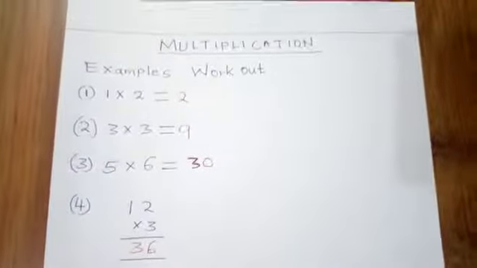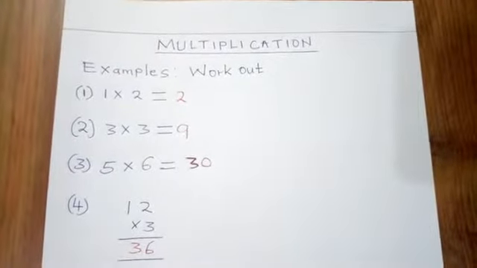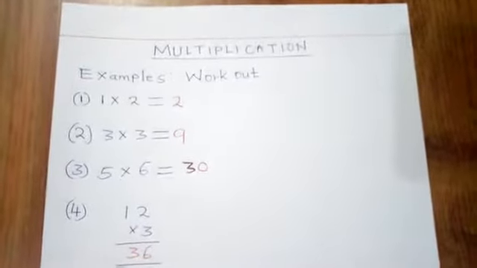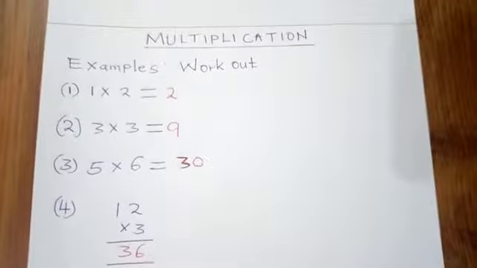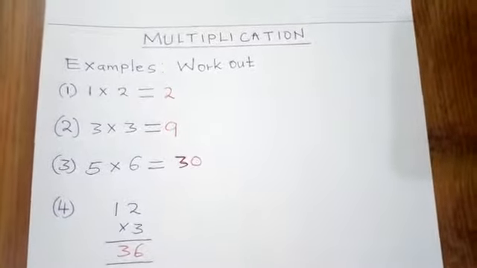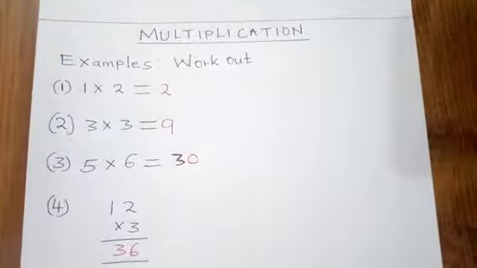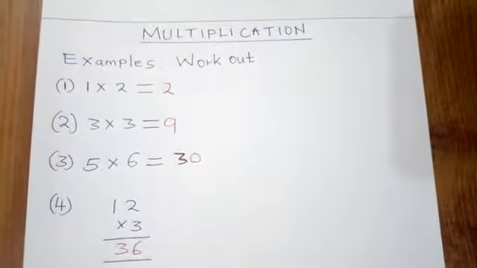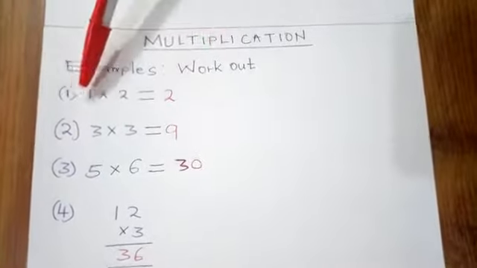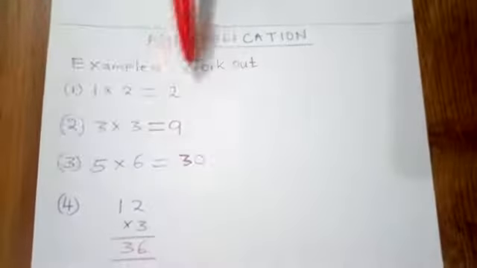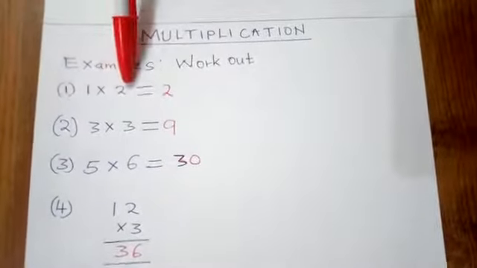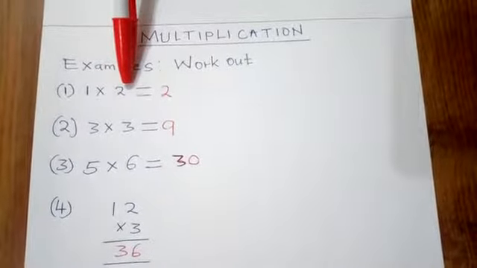Now our next quick revision is multiplication. I hope every learner understands the multiplication table. Now we can start. Our first example, work out. We have 6 examples. So the first one is just simple. 1 times 2.